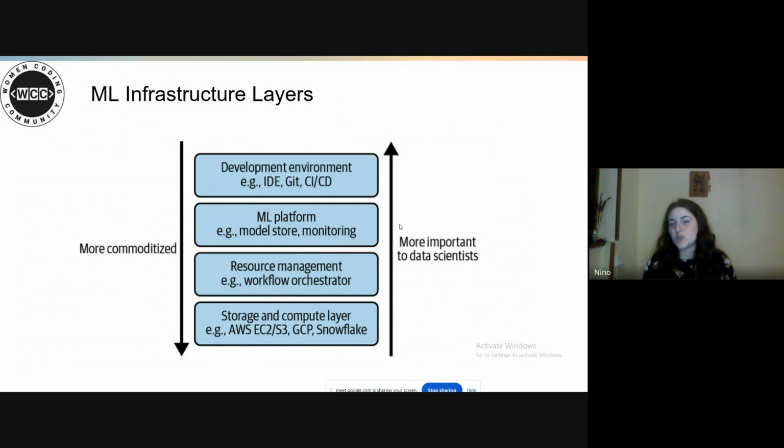We are data scientists, so we work with this every day. Let's start with the storage and compute layer. This layer provides raw compute power, like storage to run experiments, store data sets and serve models. Next comes resource management, which schedules and manages tasks. The ML platform is like a central hub, which has everything needed for training, evaluating, and deploying models. And the development environment is used for daily writing code: Git, Jupyter notebooks, VS Code, and CI/CD pipelines.